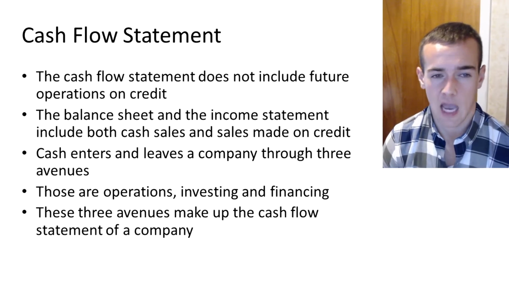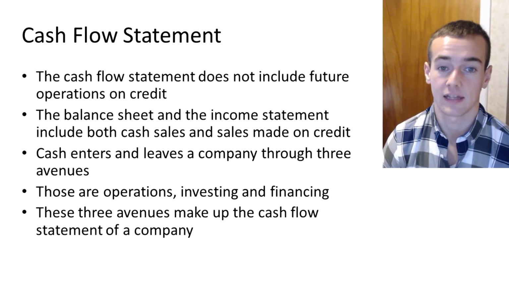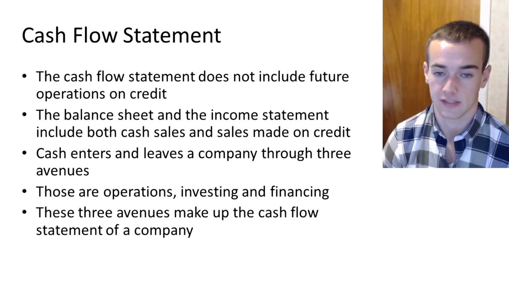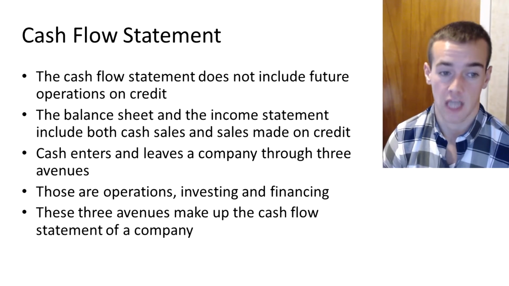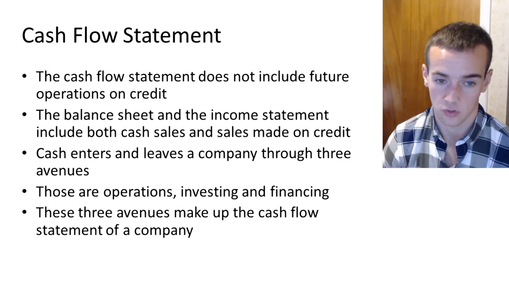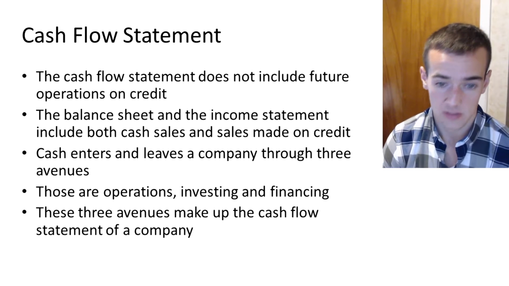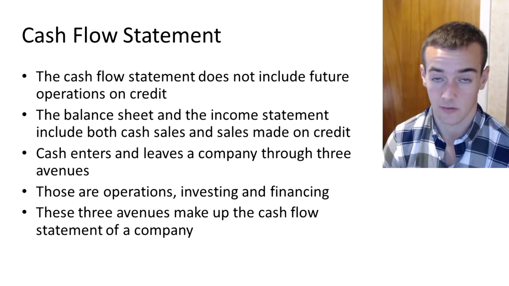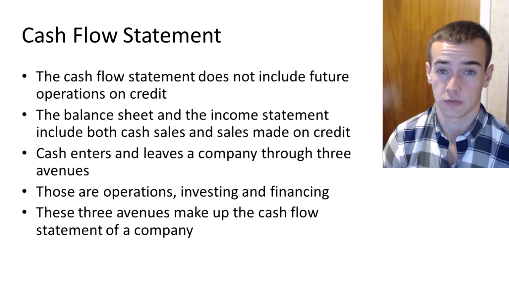So what separates the cash flow statement from the other financial statements is that it does not include future operations on credit. The balance sheet and the income statement include both cash sales and sales made on credit, while the cash flow statement only includes the cash sales. So any sales made on credit that are going to be paid in the future are not included in this cash flow statement. So essentially cash enters and leaves a company through three different avenues, and those avenues are operations, investing, and financing. And these three avenues make up the cash flow statement of a company, so we're going to break down each of these three avenues now.